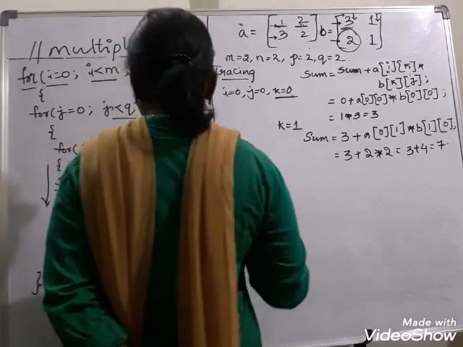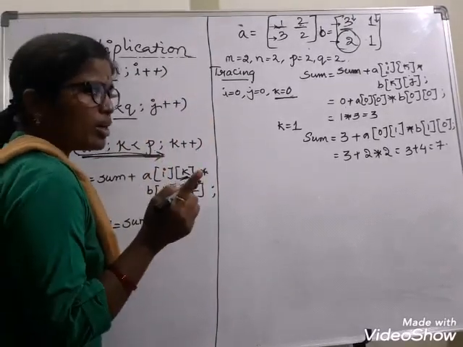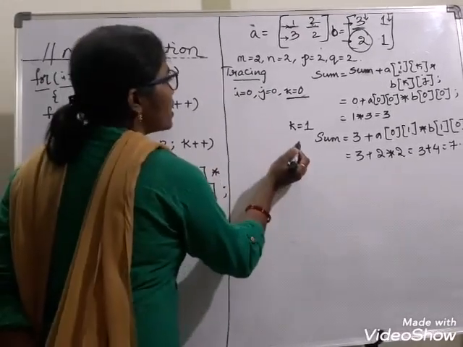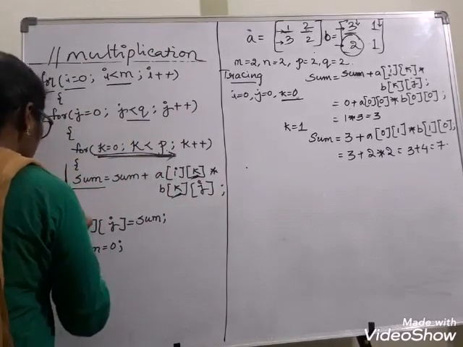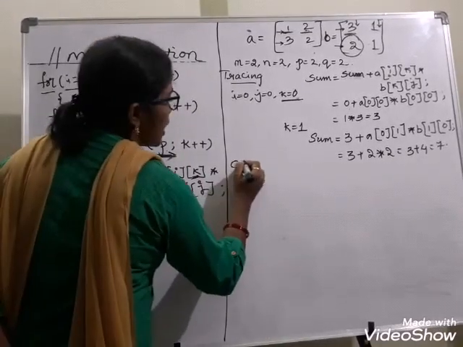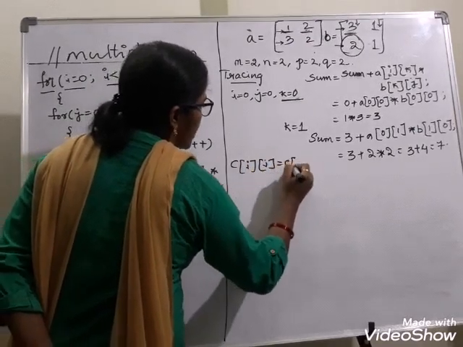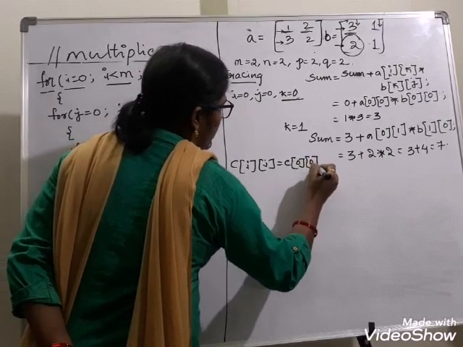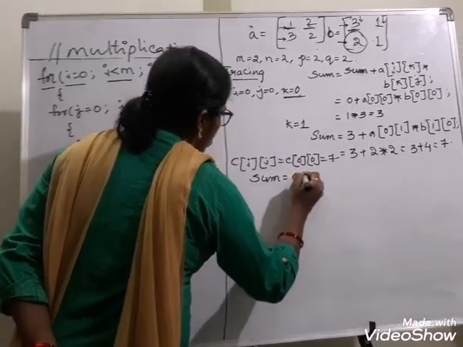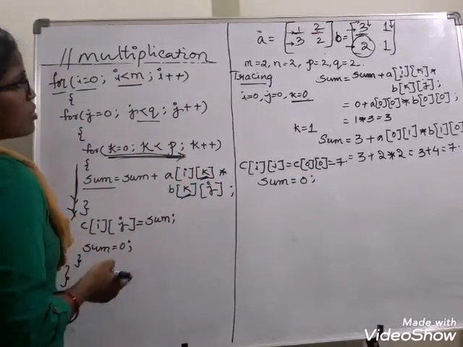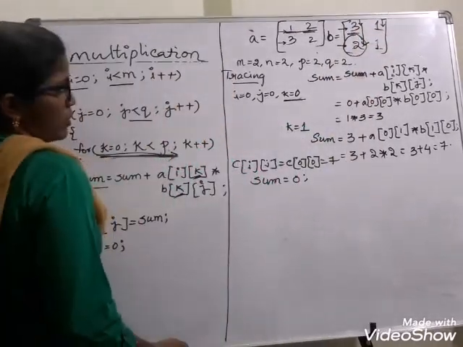Right? So after your k value is incremented by 1, can you make it more? No. Only for these 2 you can perform. So after coming out from this loop, what will you do? Cij, which is nothing but C00, will be your 7, and you are making your sum equal to 0 again. So the first term, this row with this column, is done, right?